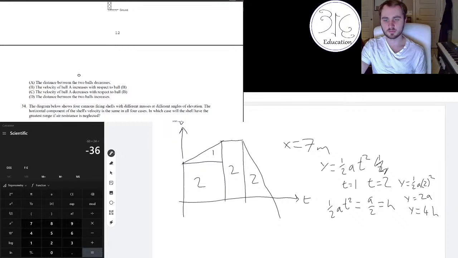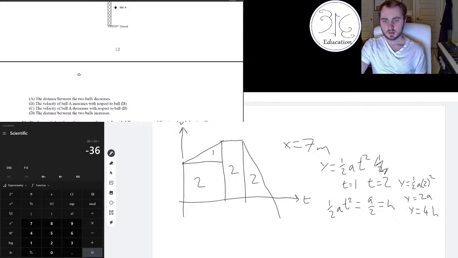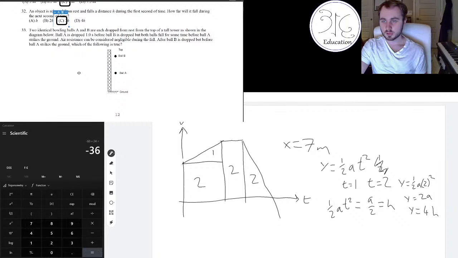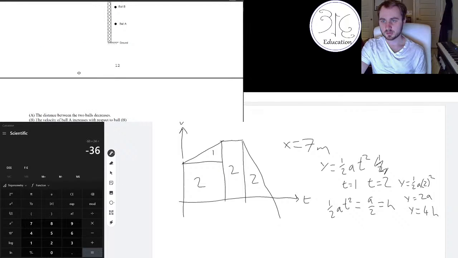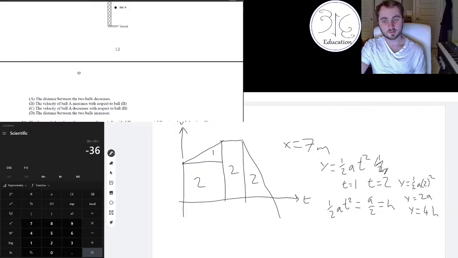Okay, so I was confused by that sentence. Before A strikes the ground, but after B is dropped, the distance increases. That is one of the things that is going to be true. Oh, decreases is not true. We expect it to increase. The velocity of ball A with respect to ball B is increasing.